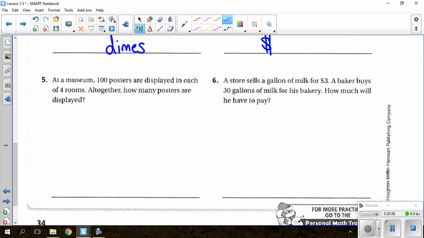For question number 5, at a museum, 100 posters are displayed in each of 4 rooms. Altogether, how many posters are displayed? So you have 100 posters per room, and there are 4 rooms. So we just need to take 100 times 4, and that will tell us how many posters there are.